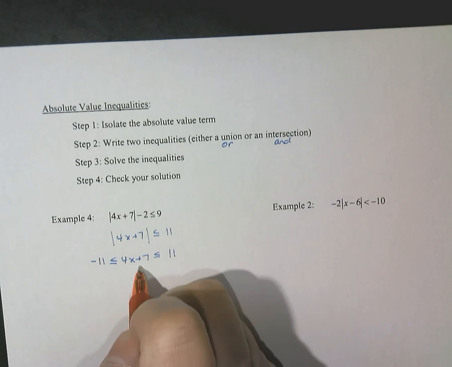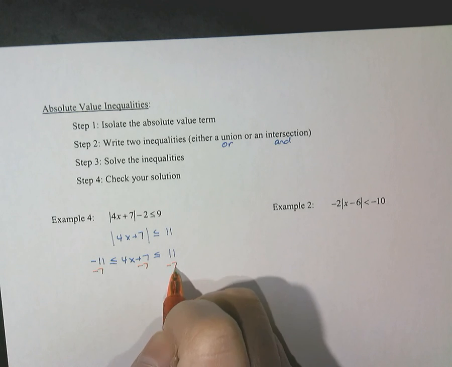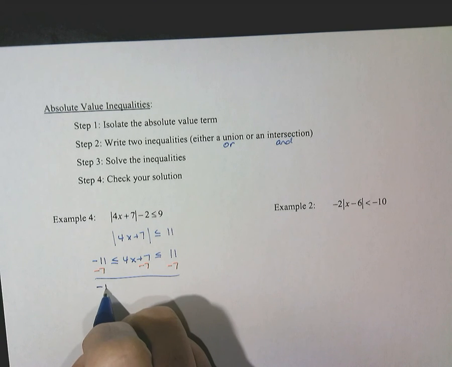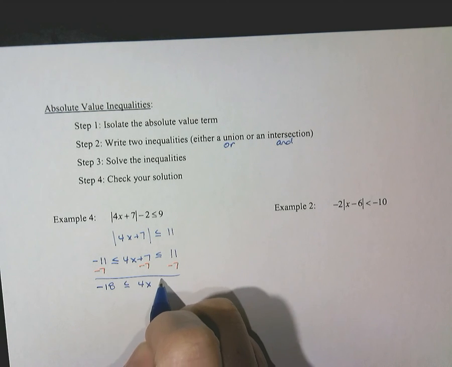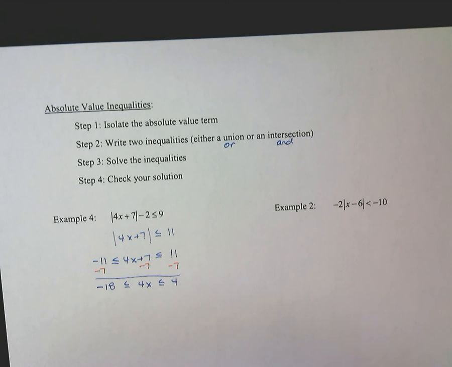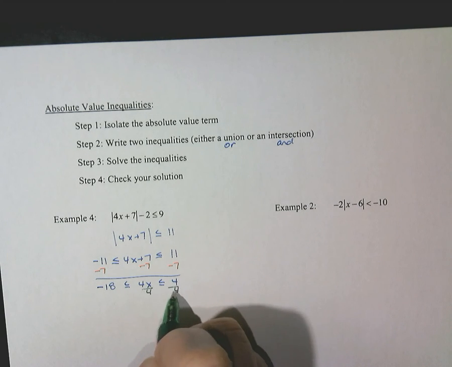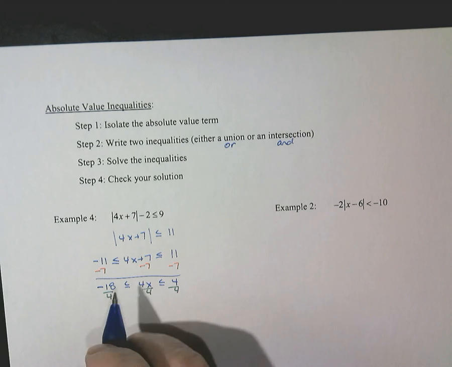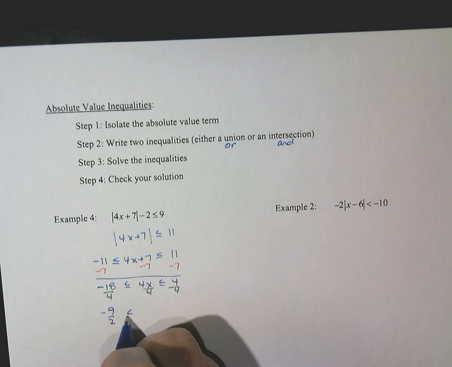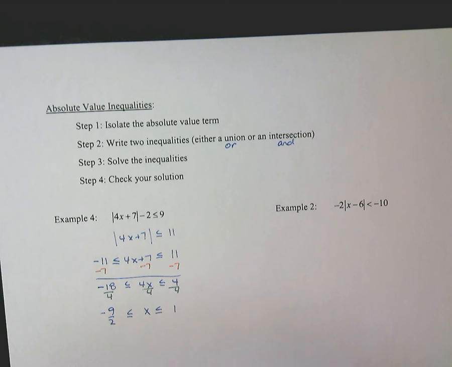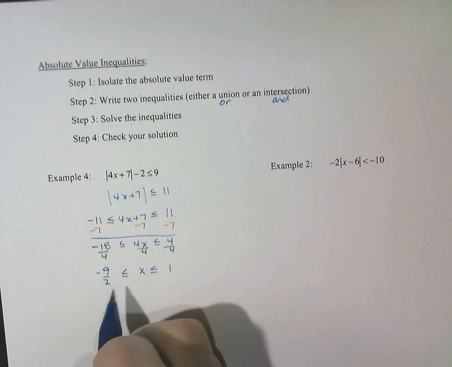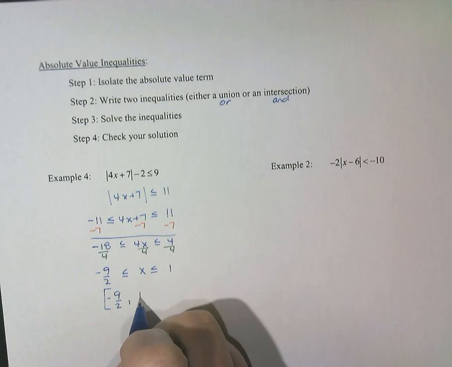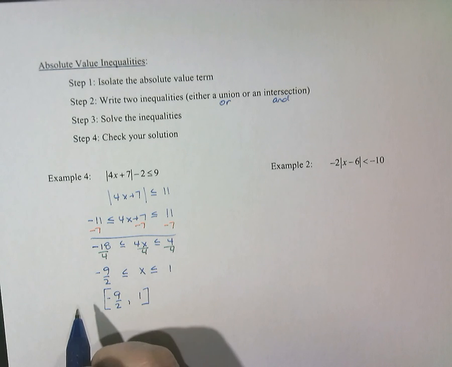I'm going to first subtract 7. And I get negative 18, less than or equal to 4x, less than or equal to 4. I'm going to divide everything by 4. And I reduce fractions. Negative 18 divided by 4 is negative 9/2, less than or equal to x, less than or equal to 1. So in interval notation, it goes from negative 9/2 and it includes that. And it goes up to 1 and includes that. So there's my answer.